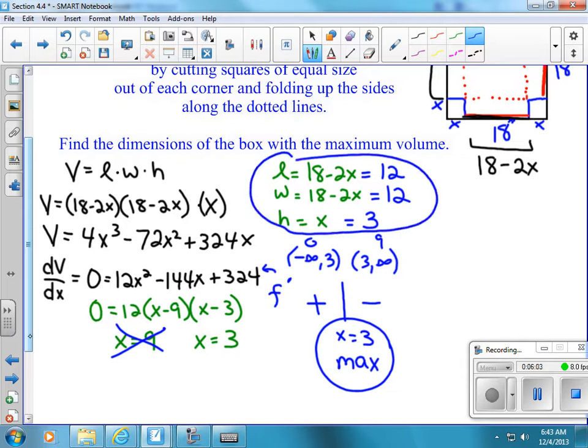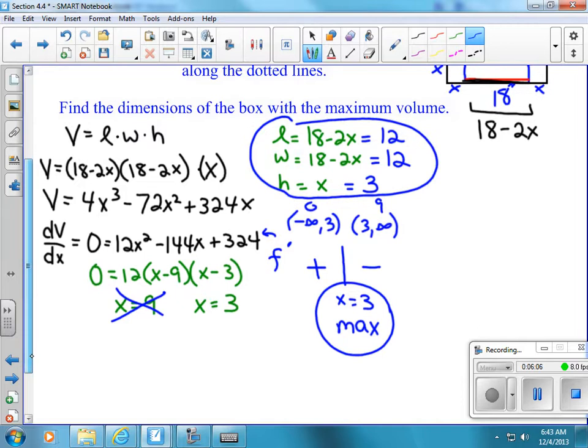Oh yeah, the other test we could do would be to take the second derivative. We could have used the second derivative test and plug in a 3. Okay, so the second derivative of volume at 3 should equal a negative number, which means we have a maximum. Okay, and that's the second derivative test.